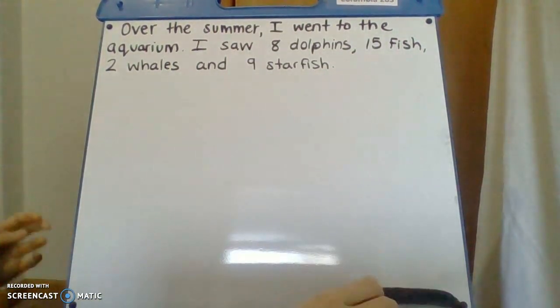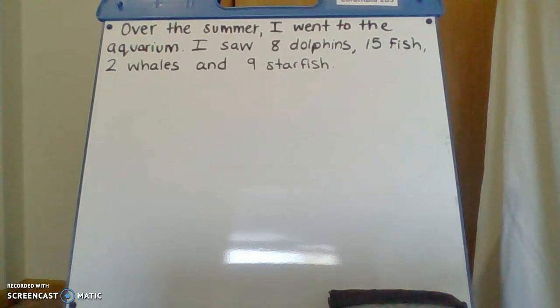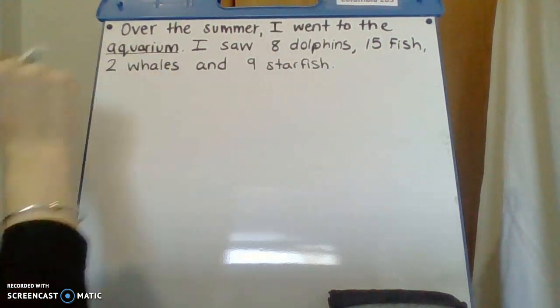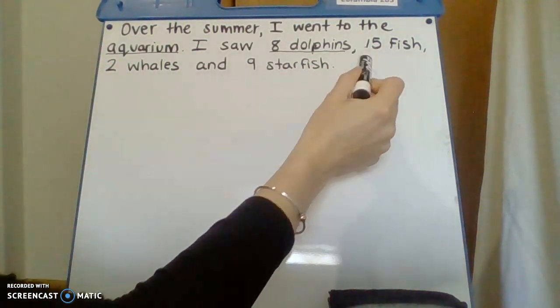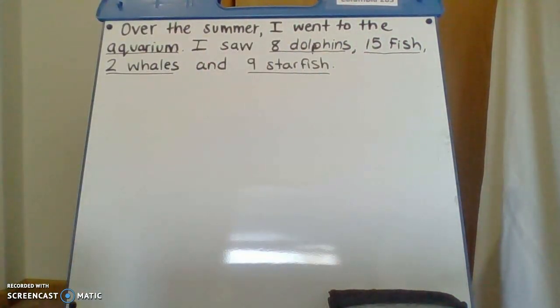So I already wrote a problem up on the board for you, and you're going to use the information in this problem to create your bar graph. It says, over the summer, I went to the aquarium. I saw 8 dolphins, 15 fish, 2 whales, and 9 starfish. That is the key information that I need to include in my bar graph. So that's what I'm going to start doing now.